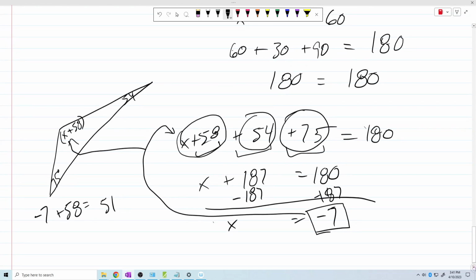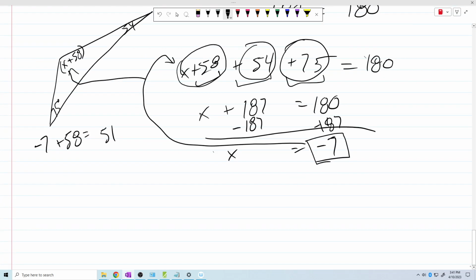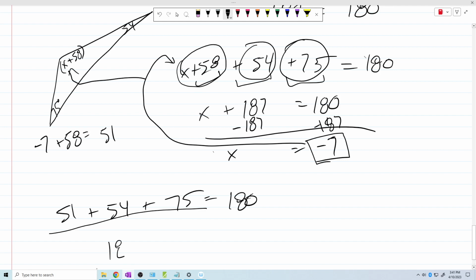That makes sense. Now what our equation is saying at this point is 51 plus 54 plus 75, all that equals 180. And indeed it does, if you add all these up, you'll see that it is true. 180 does equal 180. So the steps that we've taken are correct. Again, do not be scared when you see a negative. You might think, wait, I did something wrong? Nope, you are on the right track.